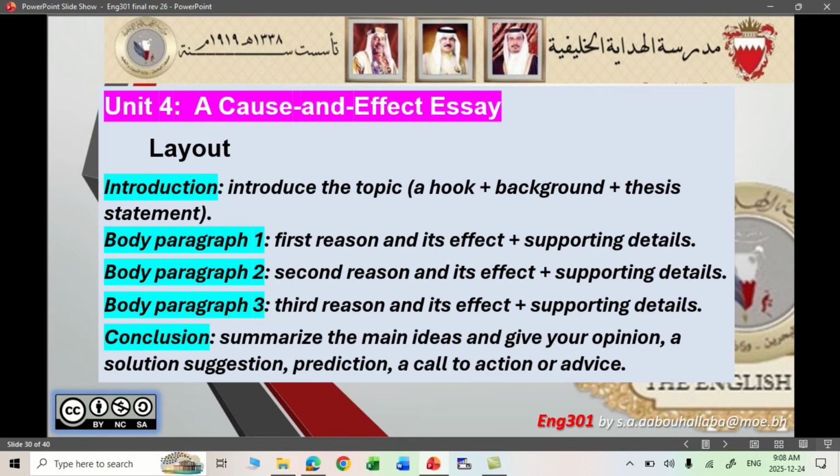And finally, we come to the conclusion, where we usually summarize and restate and give our opinion, make a suggestion, or make a prediction, or finally give a call to action or give an advice.